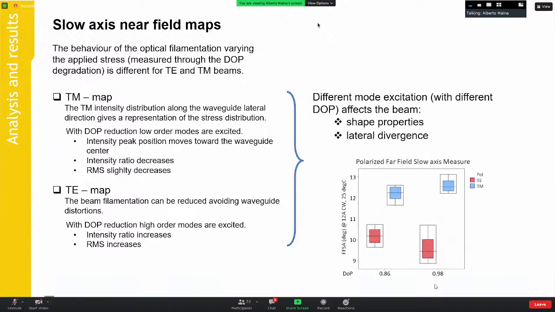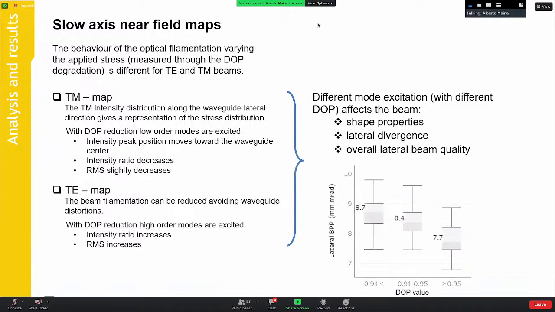In fact, high DOP devices show a TE beam with a narrow divergence with respect to the TM, which is light composed of the highest order modes available. When the DOP is reduced, TE and TM light become similar and are composed of a similar set of optical modes. So the lateral divergence becomes similar. This has a strong impact on the lateral beam quality. In fact, with the DOP reduction, the lateral beam quality decreases, with an increase of the beam parameter product.